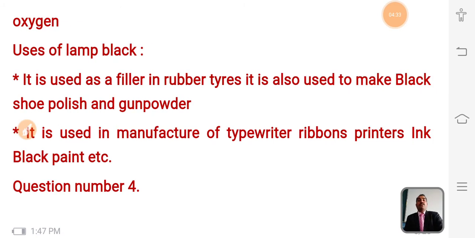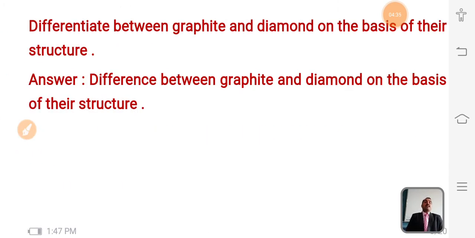Question number 4. Differentiate between graphite and diamond on the basis of their structure. You have to differentiate between graphite and diamond on the basis of their structure. Dear students, as we have discussed, graphite and diamond are both allotropic forms of carbon. Graphite is less hard than diamond.